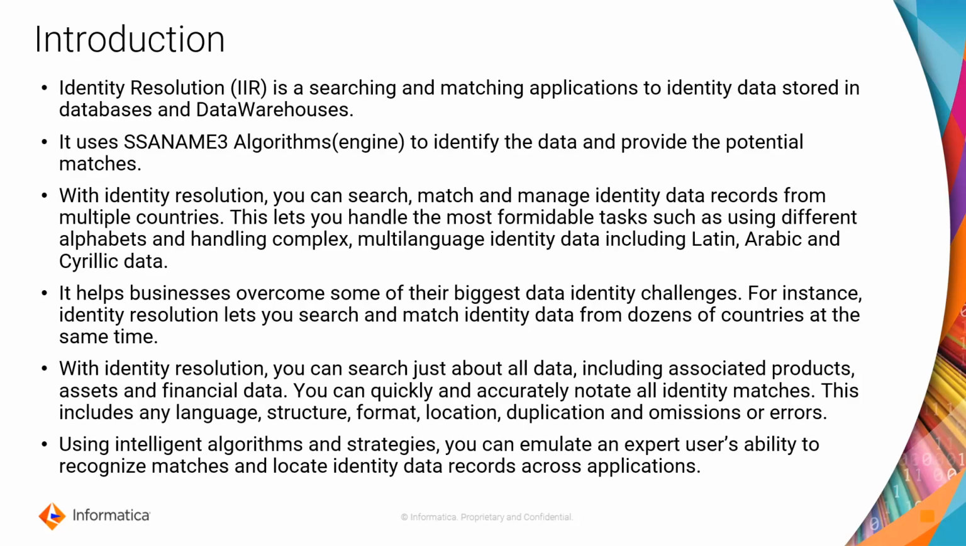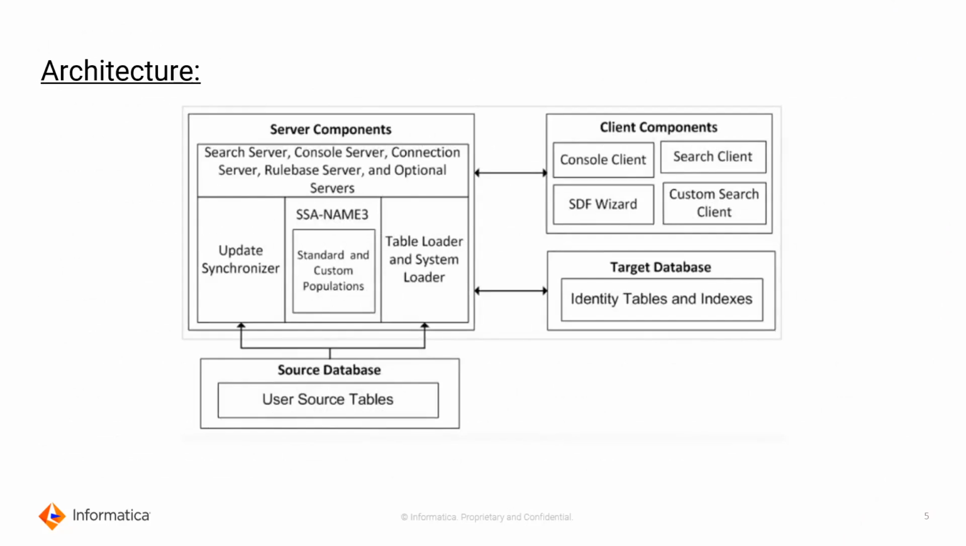It helps businesses overcome some of their biggest data identity challenges. For instance, identity resolution lets you search and match identity data from dozens of countries at the same time. With identity resolution, you can search just about all data, including associated products, assets, and financial data. You can quickly and accurately evaluate all identity matches. This includes any language, structure, format, location, duplication, and omissions or errors. Using intelligent algorithms and strategies, you can emulate an expert user's ability to recognize matches and locate identity data records across applications. Here is the architecture for IAR.